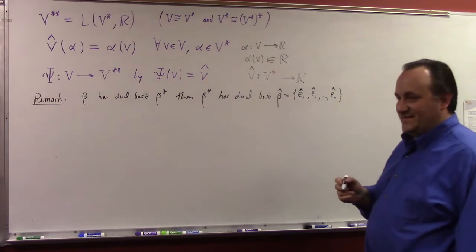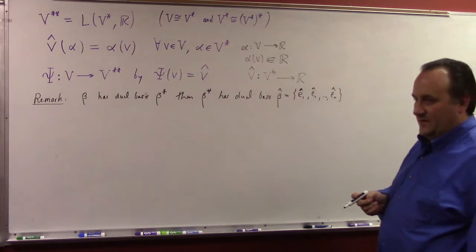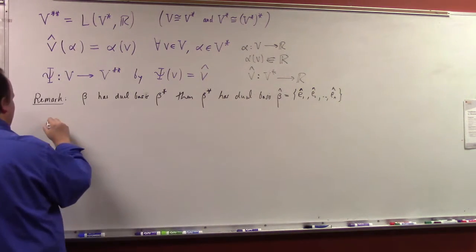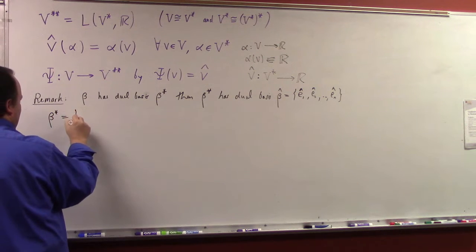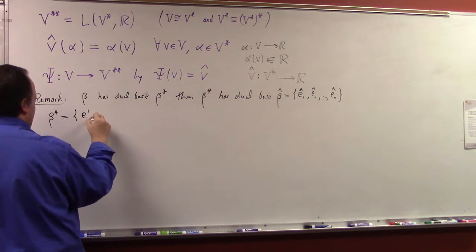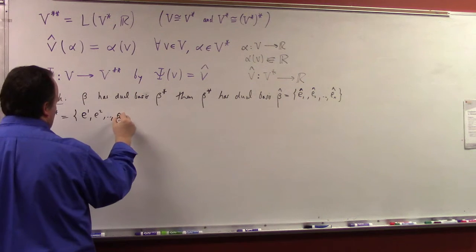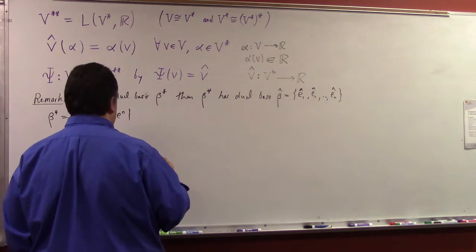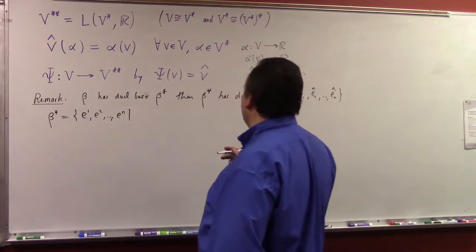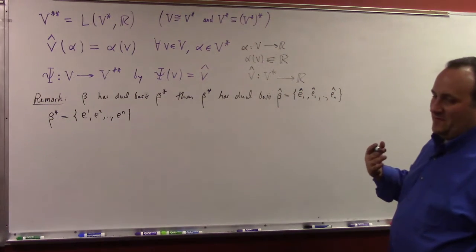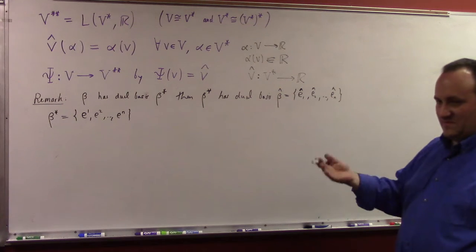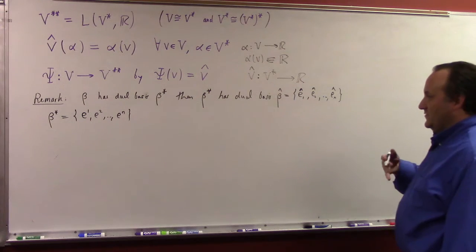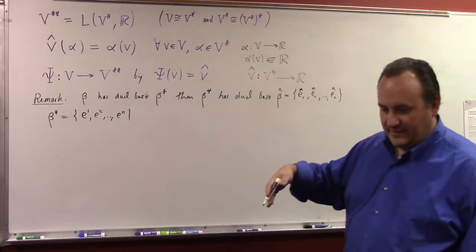Let's see if that's not the case. How would we check this? So beta dual has got what? It's E upper 1, E upper 2, E upper n, right? And then, I'm imposing a notational scheme here, which is that when you dualize, you flip the indices again.